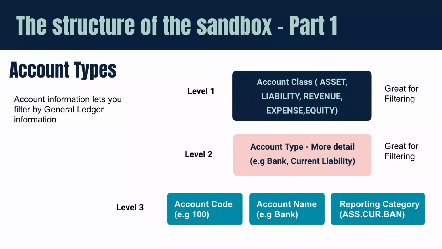And then there's level two, which is more for detail, the more detailed type. So if it's an asset, is it going to be bank? Is it going to be current liability? And so on. And this is also great for filtering out data. And then we have level three, which is the account codes. So if the account has a code, and if the account has a name, it's going to list the name as well. And then it's going to give a reporting category as well. So this is part number one, the first part in the structure for the Sandbox.